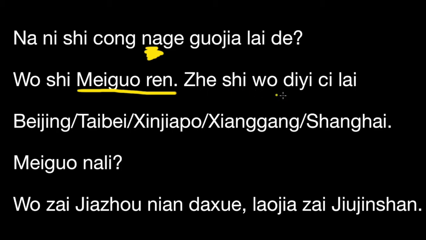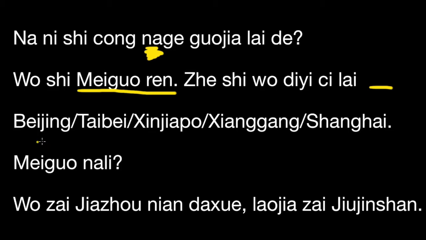这是我第一次来, and then you can choose the city. I gave you 5: 北京, Taipei, 新加坡, Xianggang, Shanghai. 这, this, 是, is, 我, I, 第一, first, 次, time, 来, to come. This is I first time come Beijing or Taipei or 新加坡, Xianggang, and so on. So this is the first time I came to Beijing, to Taipei, to Singapore, Xianggang, Hong Kong, and Shanghai.